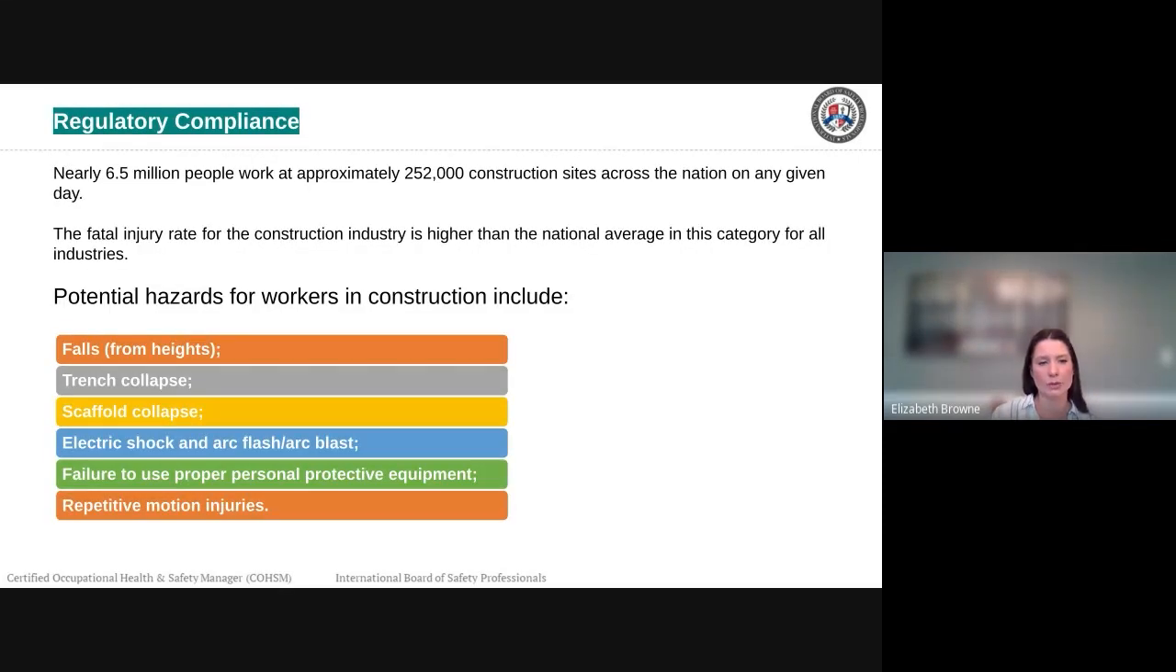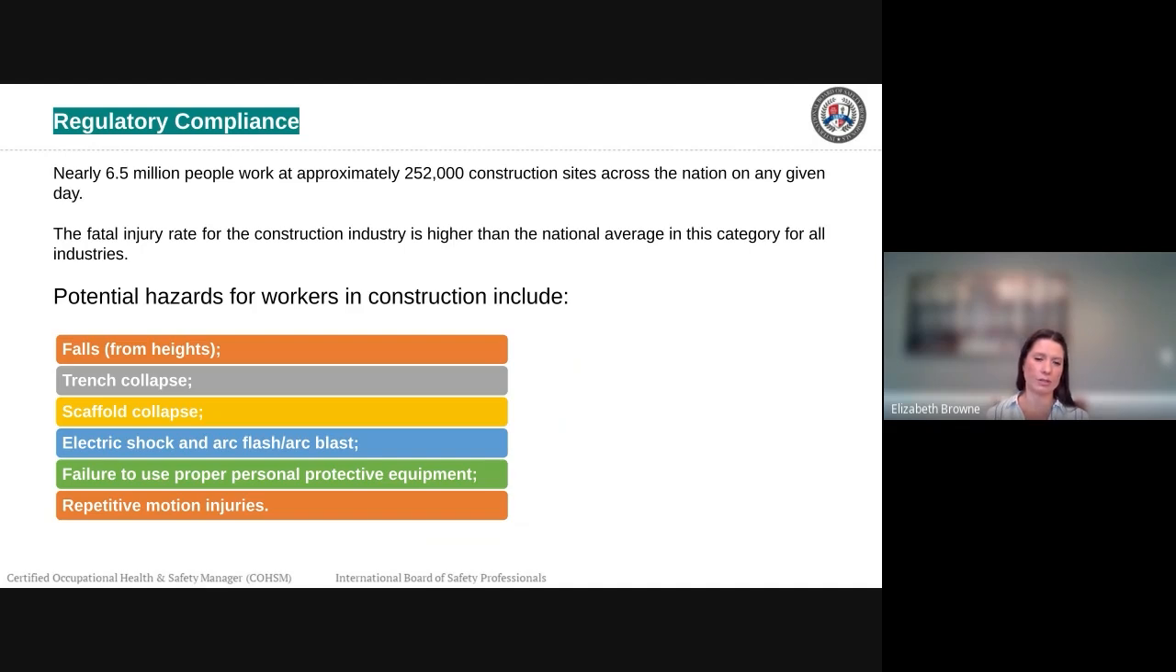All right, so regulatory compliance for construction sites. Nearly 6.5 million people work at approximately 252,000 construction sites across the nation on any given day. The fatal injury rate for the construction industry is higher than the national average for all industries. So construction sites can be some of the more dangerous work sites that workers can be involved in.